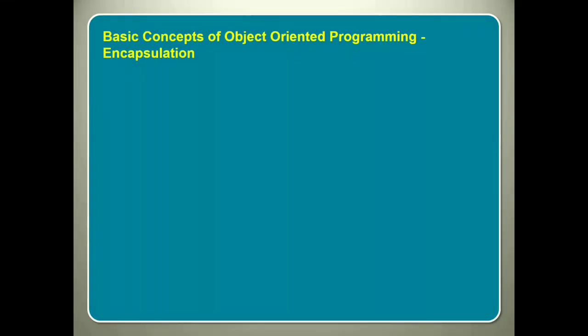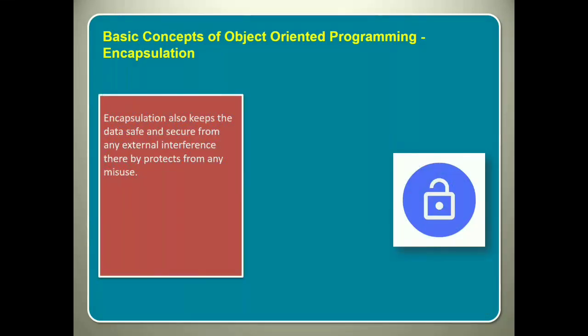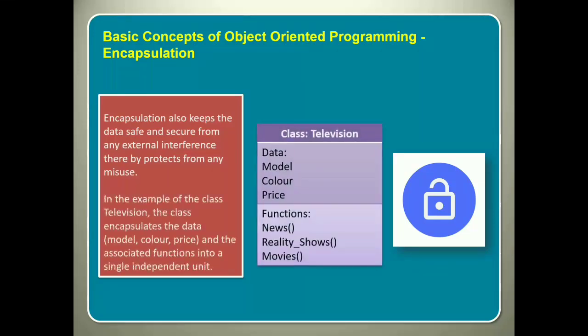Apart from these, encapsulation also keeps the data safe and secure from any external interference, thereby protecting it from any misuse. In the example of class television, the class encapsulates the data, that is, model, color, and price, and the associated functions into a single independent unit.